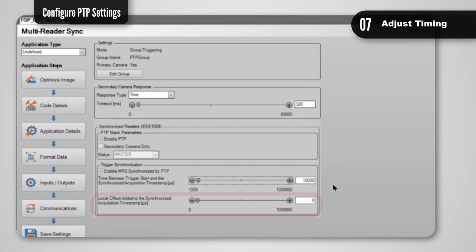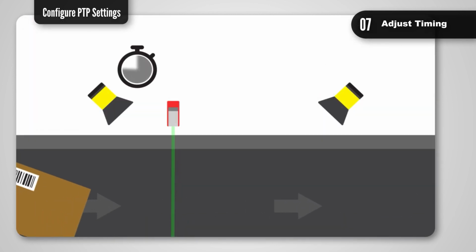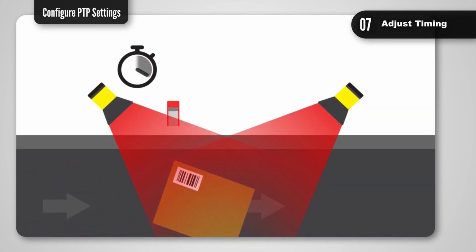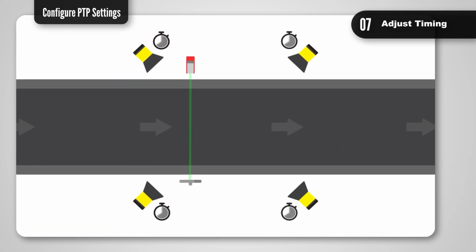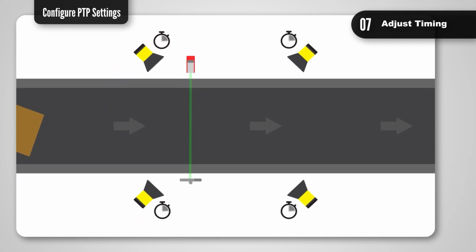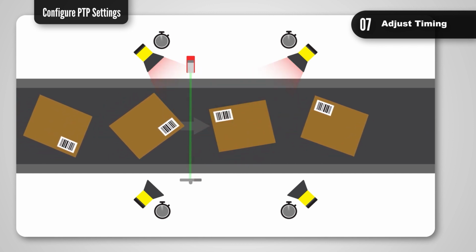The final setting is the local offset added to synchronize acquisition timestamp. This can be used to offset readers and prevent cross-illumination due to synchronized lighting. This value should be around twice the exposure time. Test this by buffering images. Note that volume testing is needed to confirm if this is working. Testing 1 or 2 packages will not confirm if this is working all of the time.